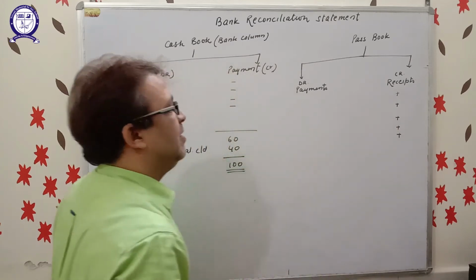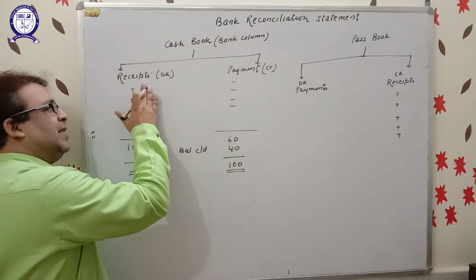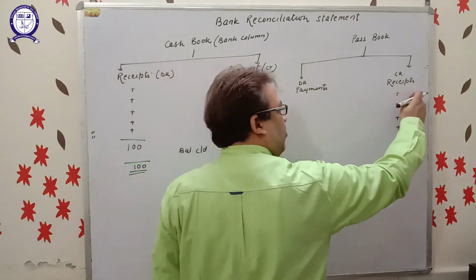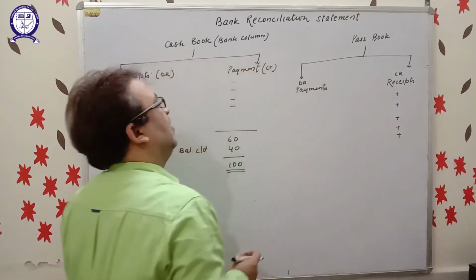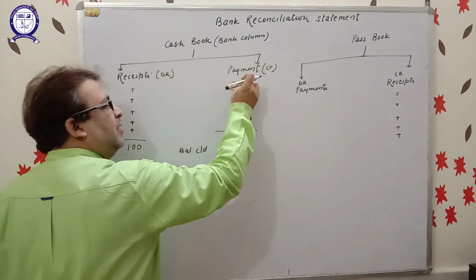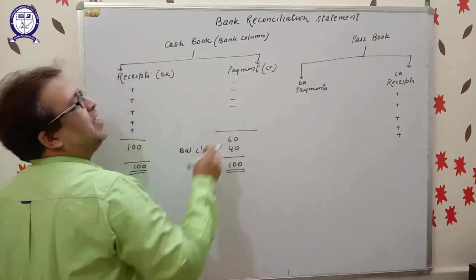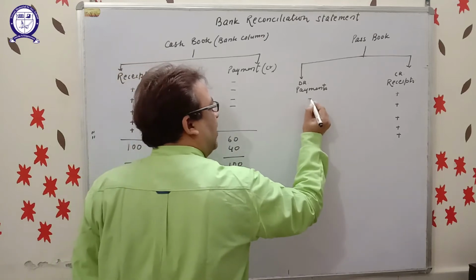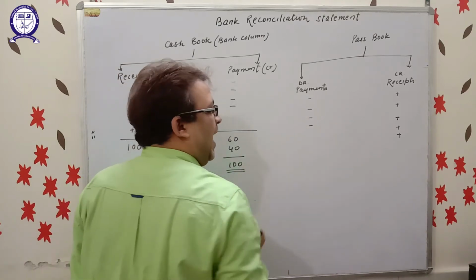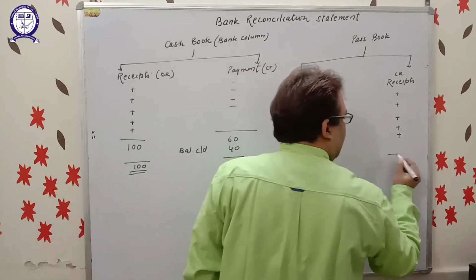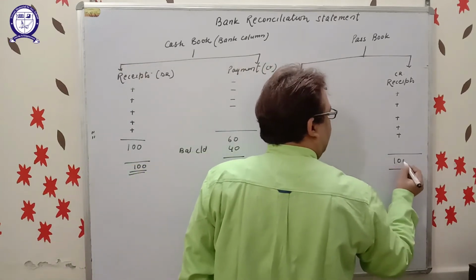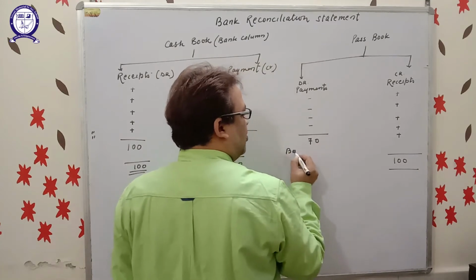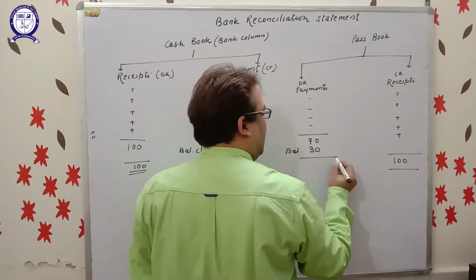The same items which we are recording in the debit side, the bank is recording in our account on the credit side. And the items which we are recording in the credit side, the payment side, the same items the bank records in the debit side. At the end of the month, both sides are totaled. And suppose the balance is 30.